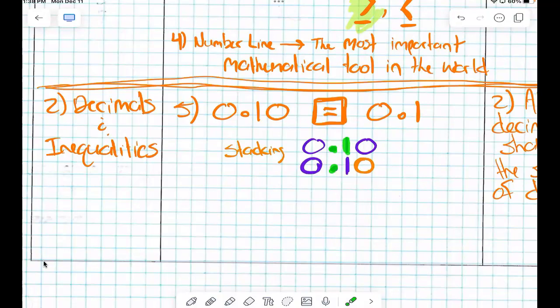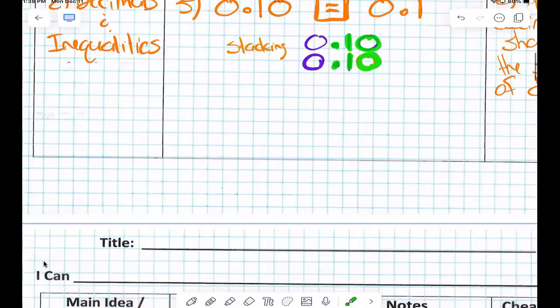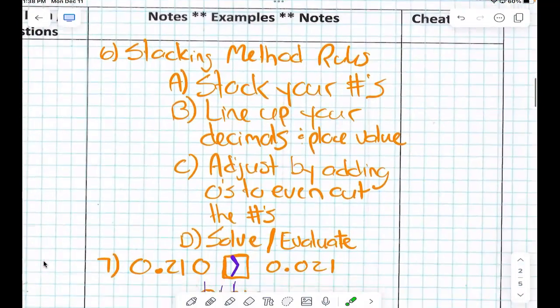And then if I have my 0.10 here and I have my 0.1 there, I can prove they're equal by adding this extra 0. True or false? True. Do they look like they're the same? Yes. Stacking rules. Here we go.